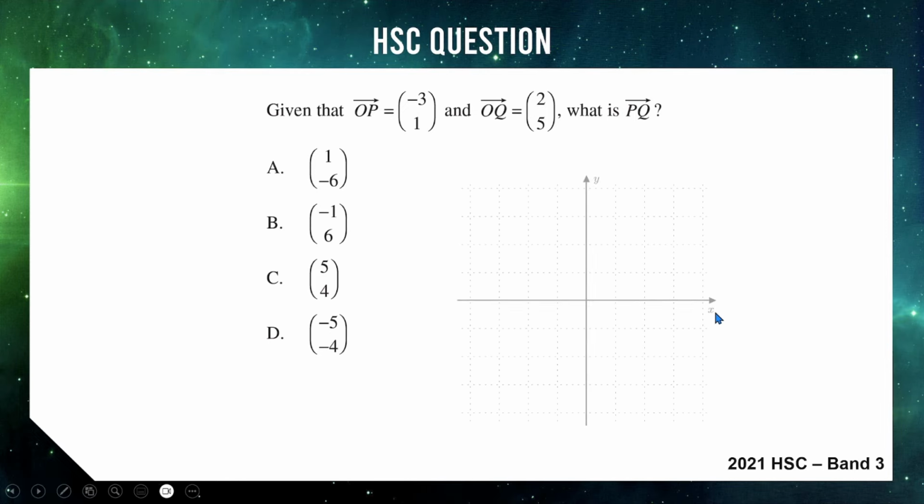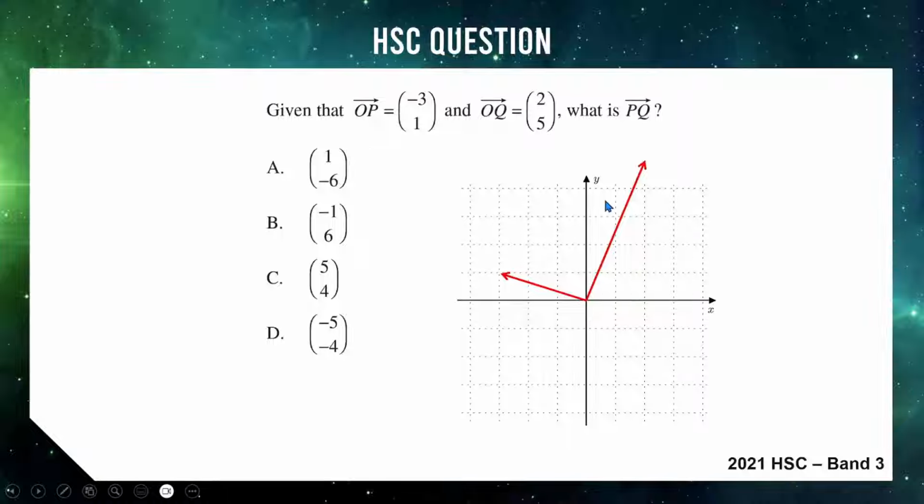So here we go. We've got a graph here, correct? Okay, OP is going from O, the center, to -3, 1. So we're going 3 to the left and we're going 1 up. Yes, 1 up. 1 is a positive number. Okay, and OQ is doing 2, 5. It's going 2 across and 5 up, and I wish I got a bigger axis, but it kind of fits.